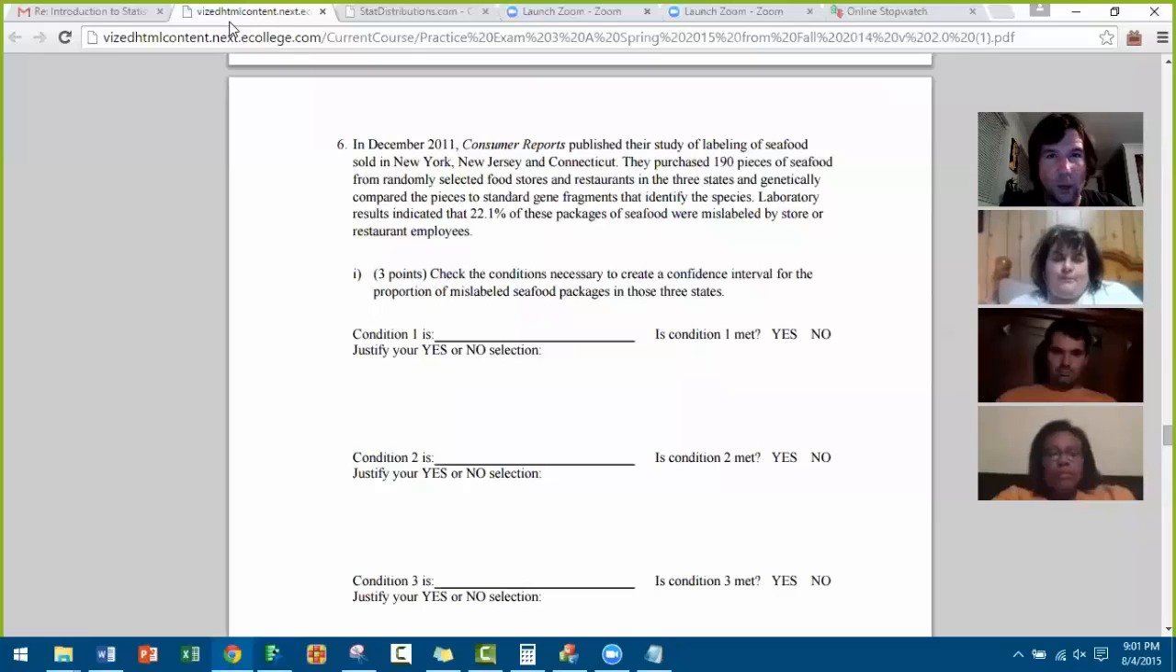Let's take a look at this question right here. It's about time we did some proportions, right? This is proportions. So let's write down proportions right here.